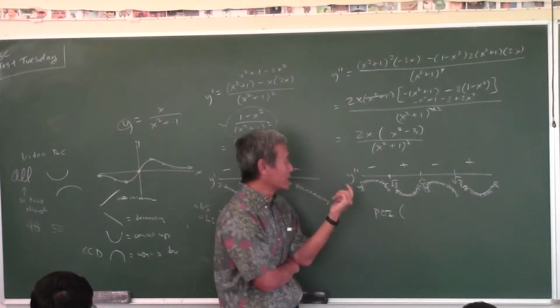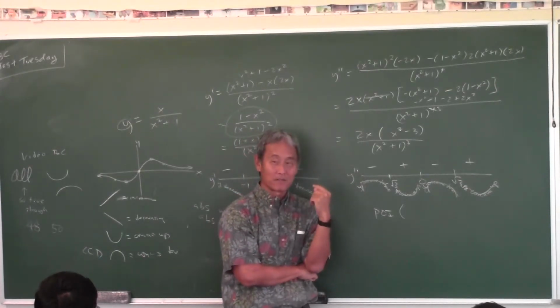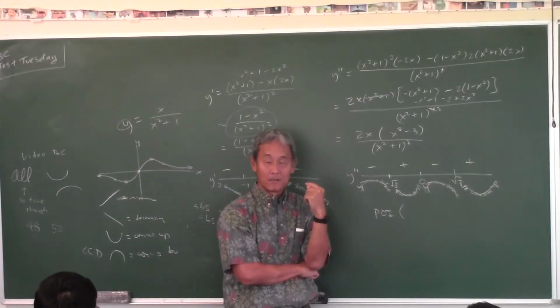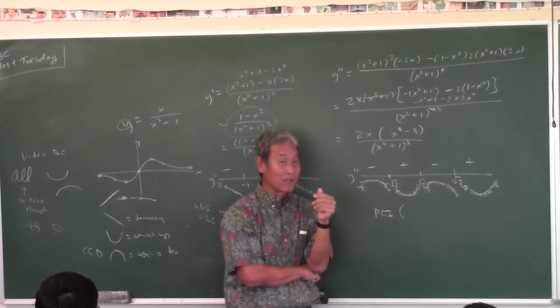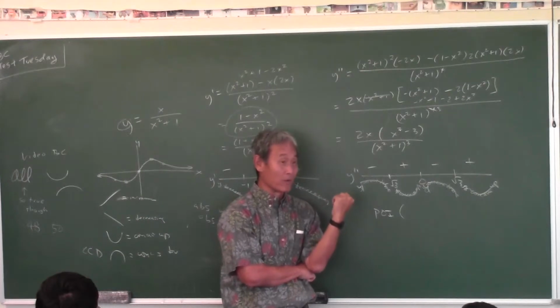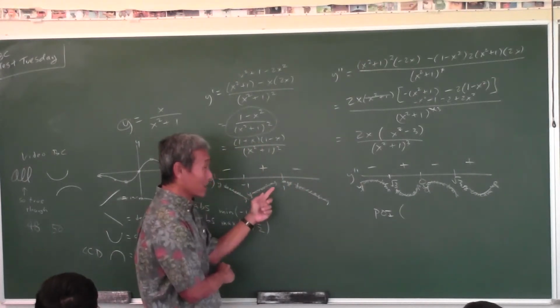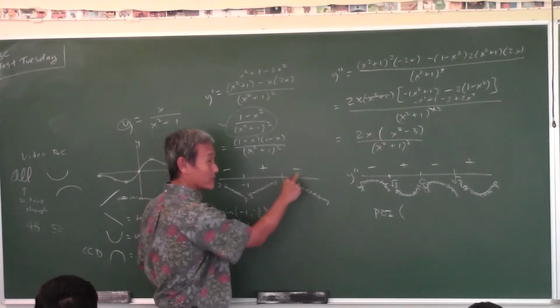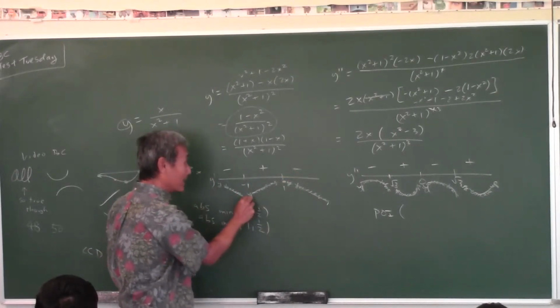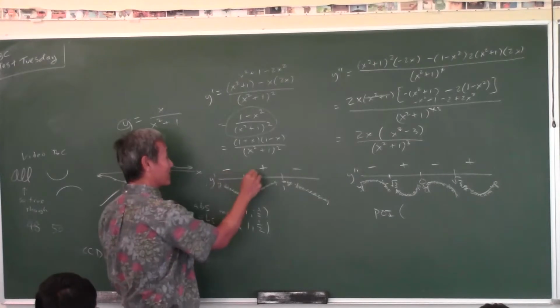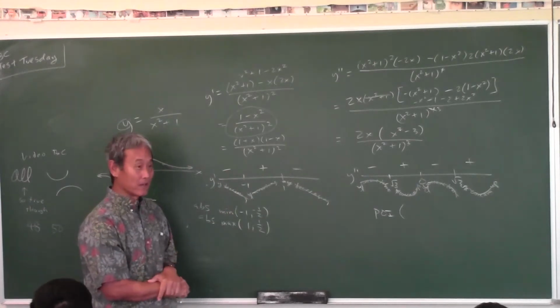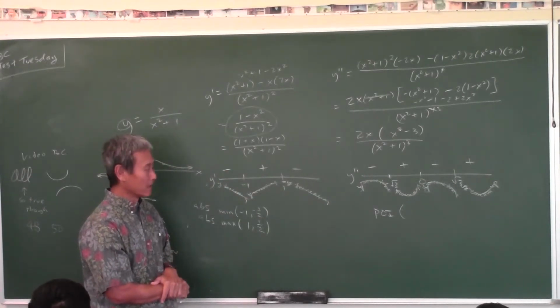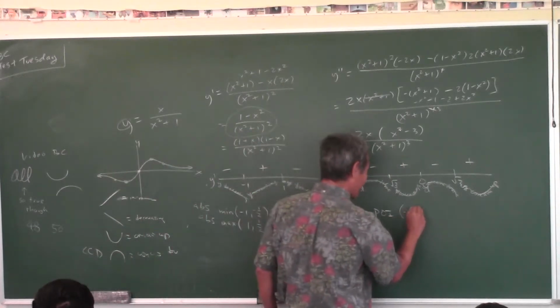How come I don't say it changed from negative to positive? Because it doesn't matter. Negative to positive or positive to negative will give you a point of inflection. Whereas this one, to be a maximum, the first derivative has to change from positive to negative. For a minimum, the first derivative has to change from negative to positive. You see the difference there? Okay, so we have a point of inflection here.